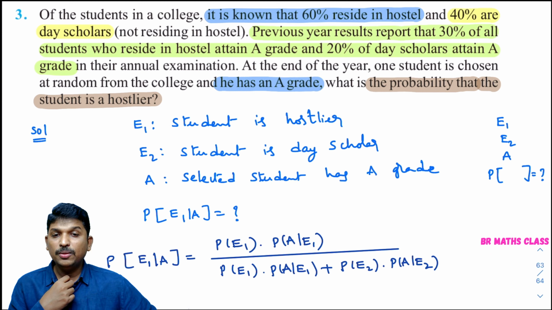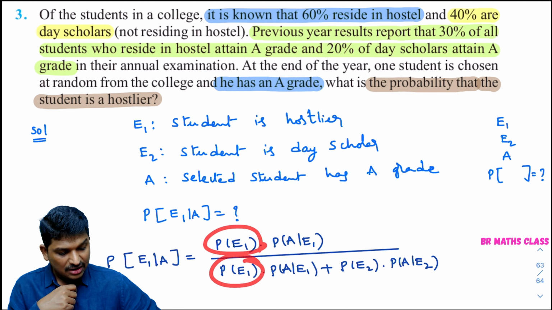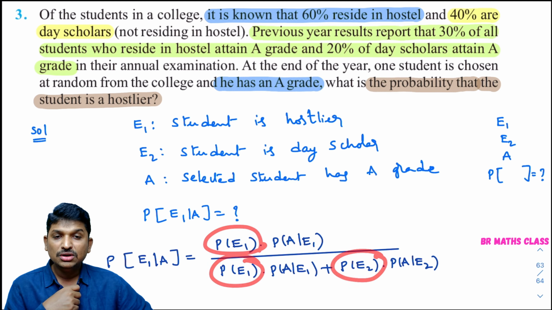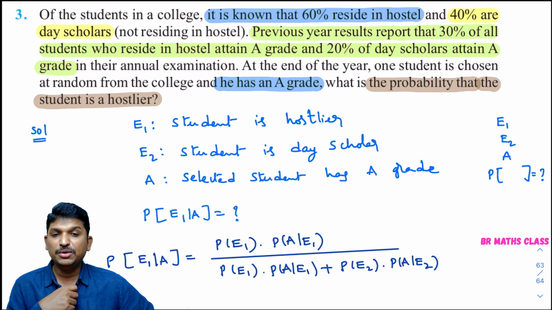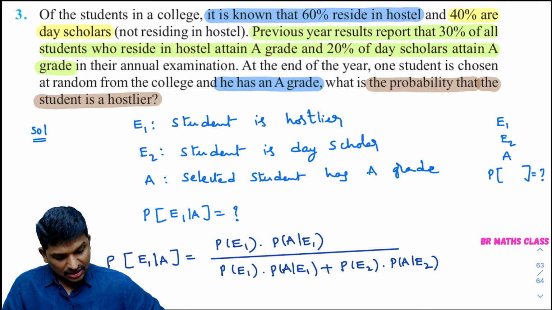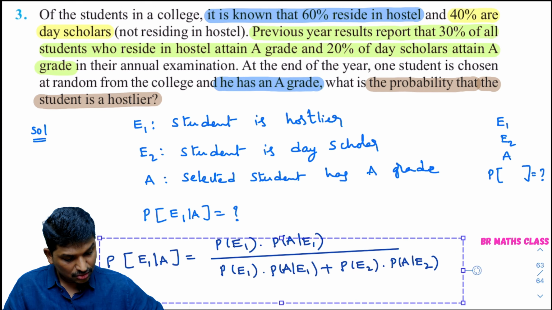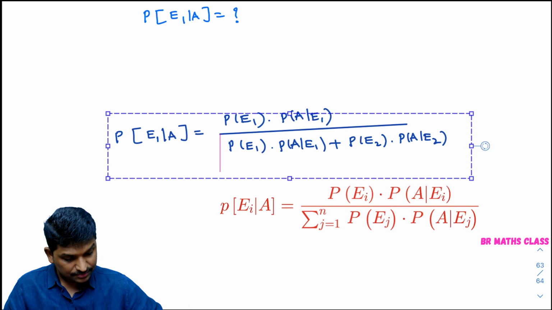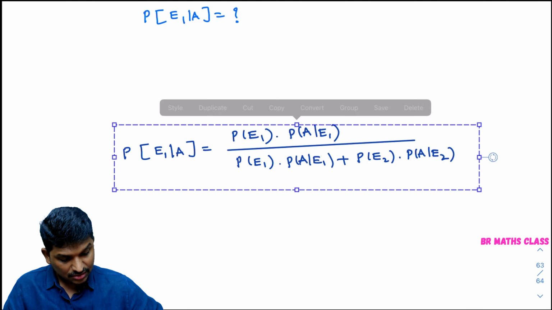Okay, so now to do this further, you must know what is P of E1, what is probability of E2. You must calculate what is probability of A by E1, what is probability of A by E2. If you know these things, we will substitute in this formula and we will get the answer. So what I will do here, first I will calculate the things which are needed. This is not needed now. Let's delete this one.